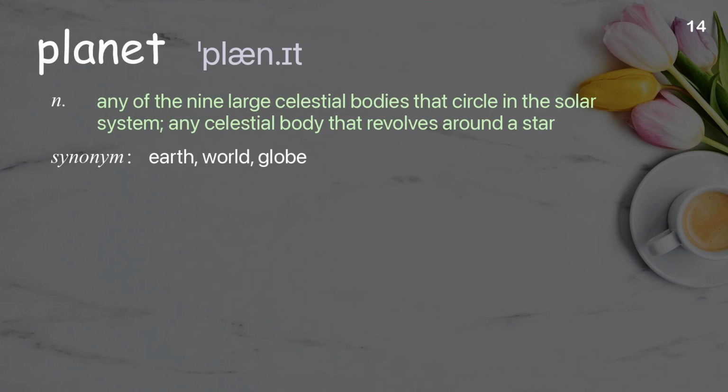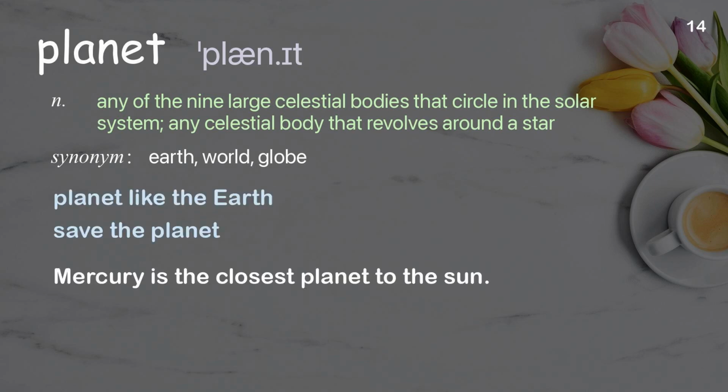Planet. Any of the 9 large celestial bodies that circle in the solar system, any celestial body that revolves around a star. Examples. Planet like the Earth. Save the planet. Mercury is the closest planet to the Sun.